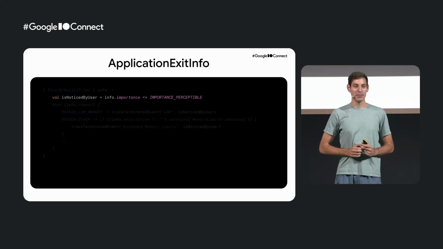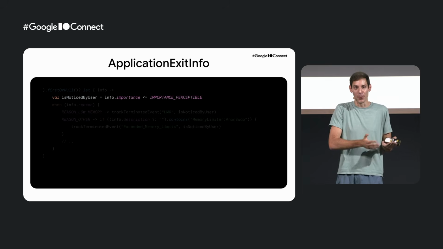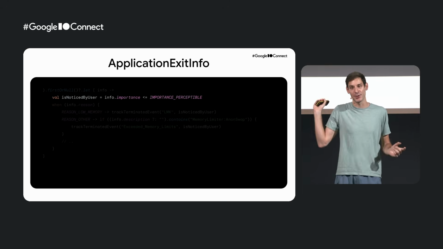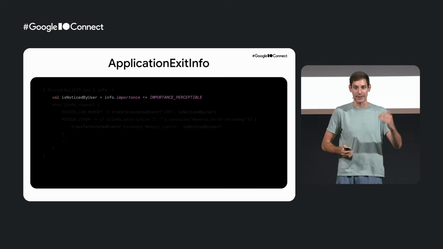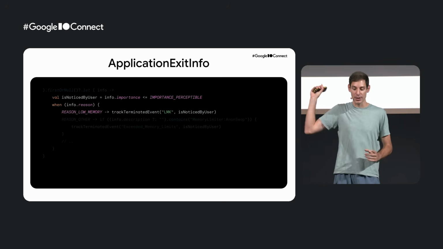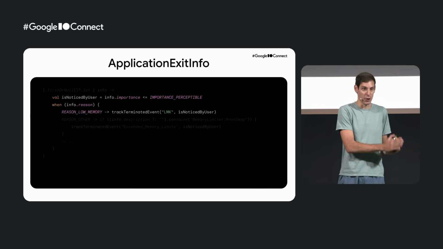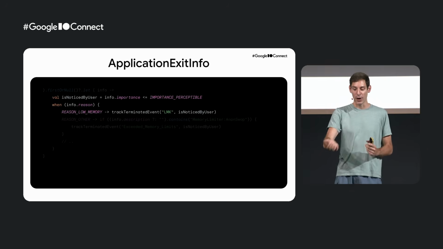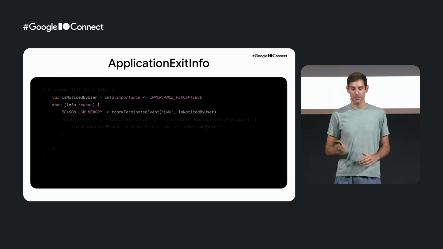So here I've simplified a tiny bit. I'm only comparing to importance perceptible, which means I'm only checking whether that could have been visible as a kill to the user or not. You can use many more, you can get much more granularity if you compare to other constants that correspond to various levels of importance. And then the first thing I do here is I check the reason. If the reason is low memory, then it means that the low memory killer daemon has killed my app. So I will log the fact that it has been killed by the low memory killer daemon and whether it was visible or not.